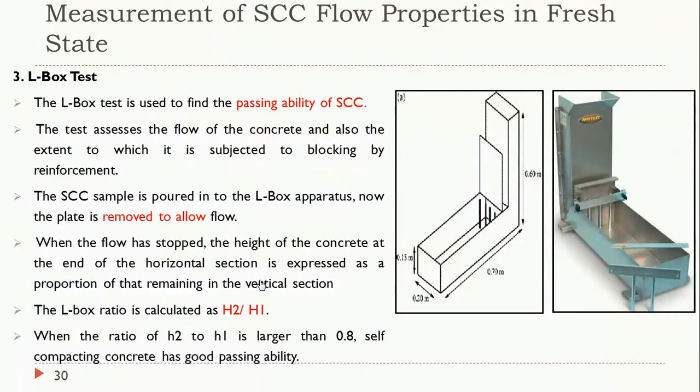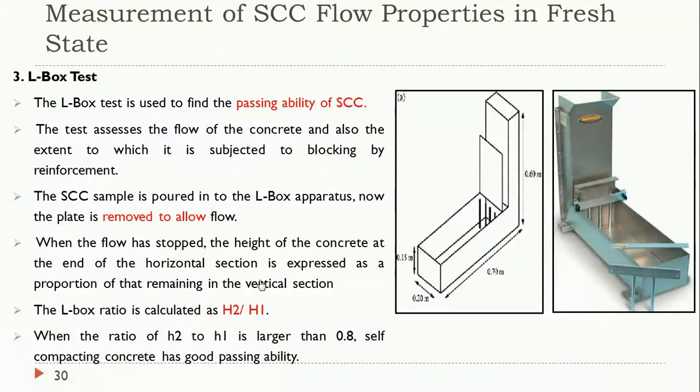The plate which is blocking there can be moved. Once the vertical section of the L box is filled with concrete, we lift that movable gate. Once we lift it, the concrete in the vertical section is let to flow into the horizontal section. Once the concrete flows in the horizontal direction, we have a blocking there. What blocking? The blocking is of reinforcement bars. These bars will restrict the passing ability of the concrete.